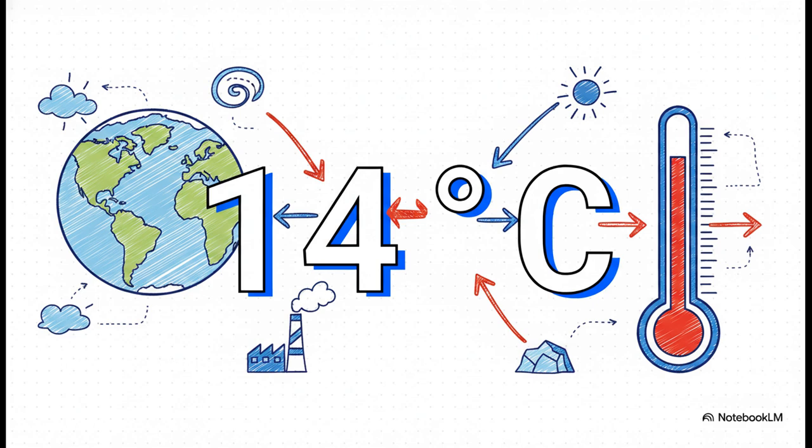14 degrees Celsius, that's our anchor. It's the incredibly delicate baseline of Earth's annual average near-surface air temperature. Keep this 14-degree number in the back of your mind today, because every single mechanism we're going to talk about is ultimately pushing or pulling on this one global thermometer.